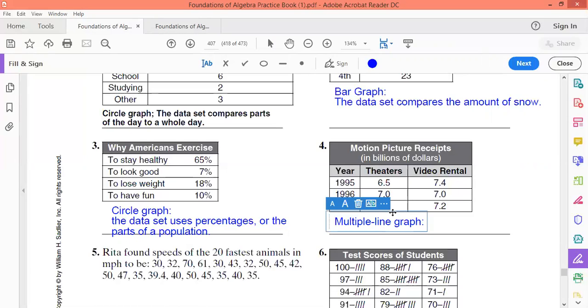And you can say that the data set shows changes over time for two items.